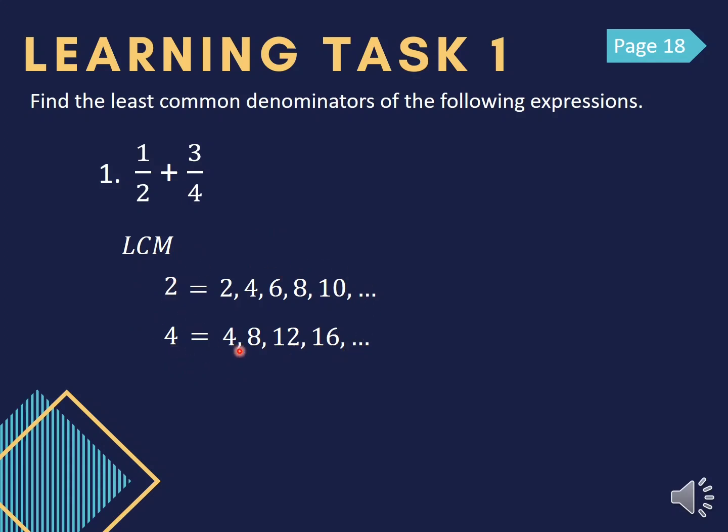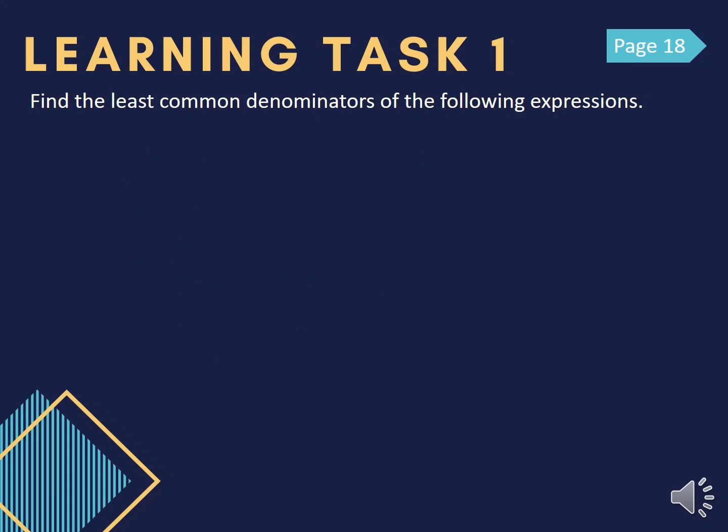So these are the multiples of each number. Now, to find the LCD, we have to identify the least common number between their multiples. And that is very good. And that is 4. So therefore, we can say that the LCD is equal to 4. So that is how we get the LCD of our two fractions. Let us have another example.